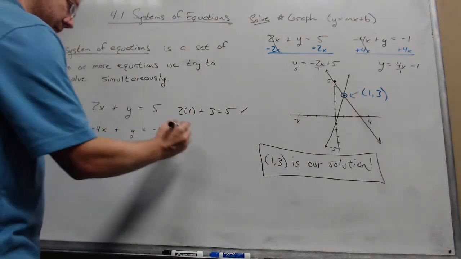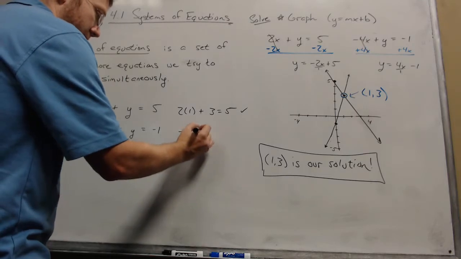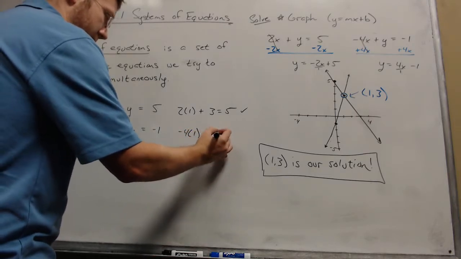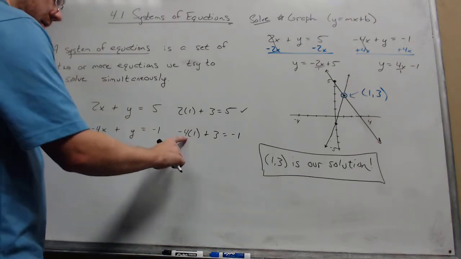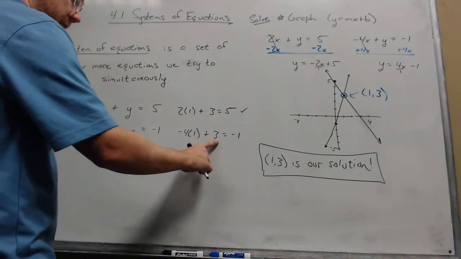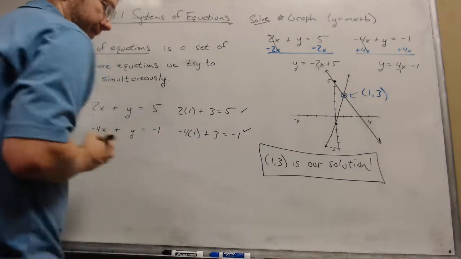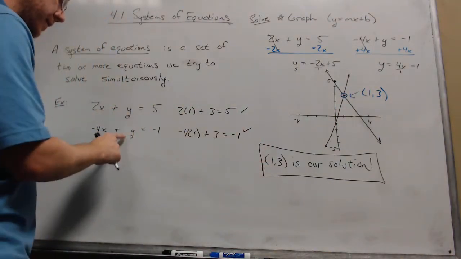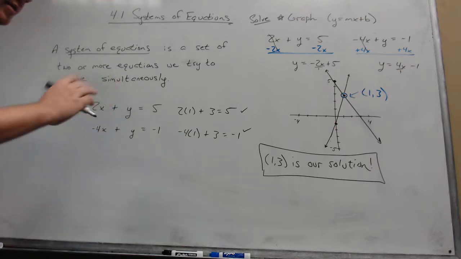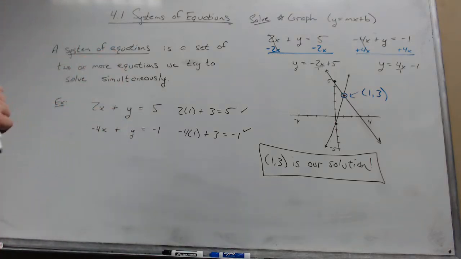All right, plug it into the bottom equation. Negative 4 times 1 plus 3 equals negative 1. That'd be a negative 4 plus 3 should add up to a negative 1. Check. So this single point is a solution to both of the equations, so that would be why it's our solution to this system of equations.